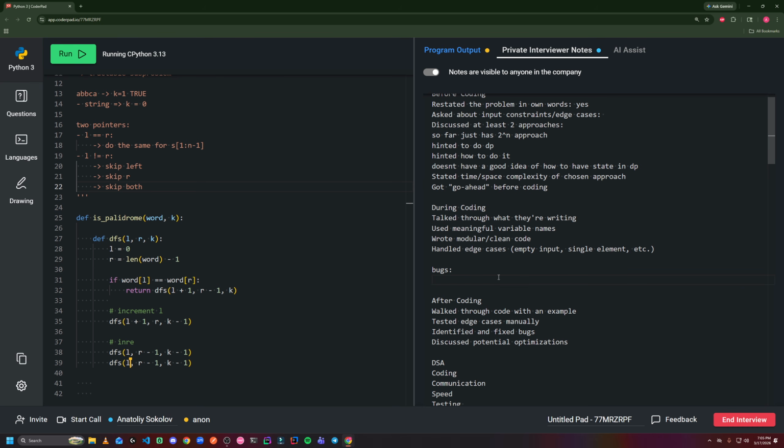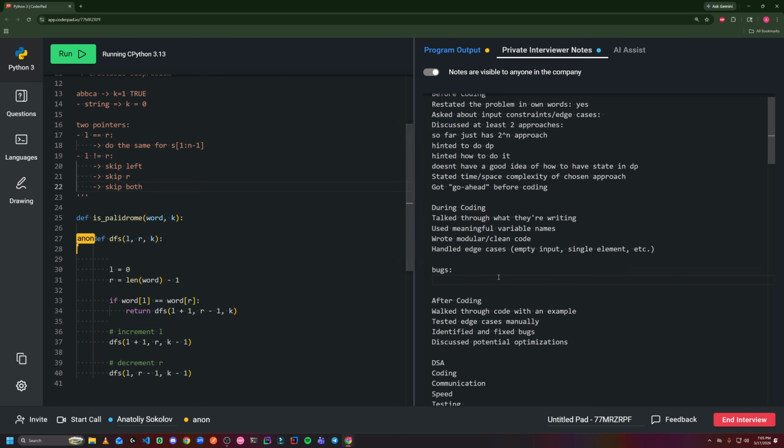Wait, am I allowed to do both? Do you need to do both? I don't think I need to do both. I think the recurrence will take care of that and make sure that we get to both. Okay, so I'll need to clean this up to make sure it's returning a sensible value.